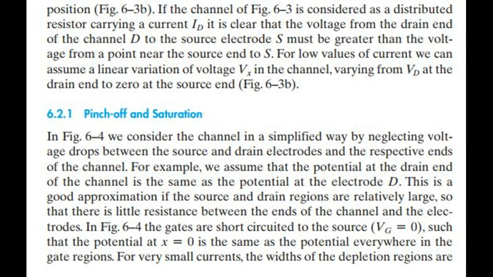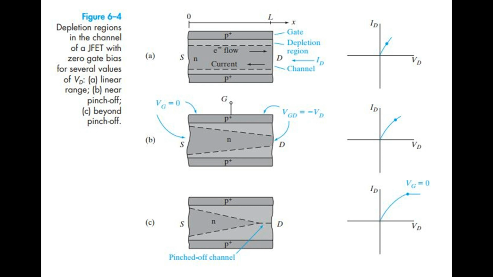In Fig 6.4 the gates are short-circuited to the source, gate voltage equals 0, such that the potential at X equals 0 is the same as the potential everywhere in the gate regions. For very small currents, the widths of the depletion regions are close to the equilibrium values, Fig 6.4a. Figure 6.4. Depletion regions in the channel of a junction field effect transistor with zero gate bias for several values of drain voltage. A. Linear range, B. Near pinch off, C. Beyond pinch off.